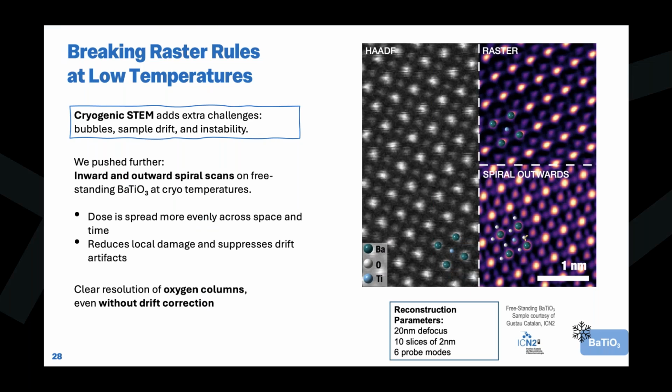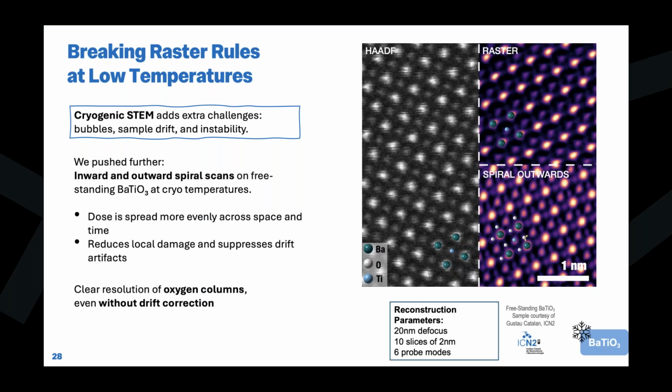So we tested it so far on DSO, which was our base material, in order to be able to compare and benchmark these different scan patterns. But we want to be using them as well in more sensitive samples. So we tested this on a barium titanate freestanding membrane. And this is a very interesting material because it goes through different phase transitions at low temperatures. So we wanted to do these experiments under cryo conditions, but as we know, cryo conditions can add extra challenges.